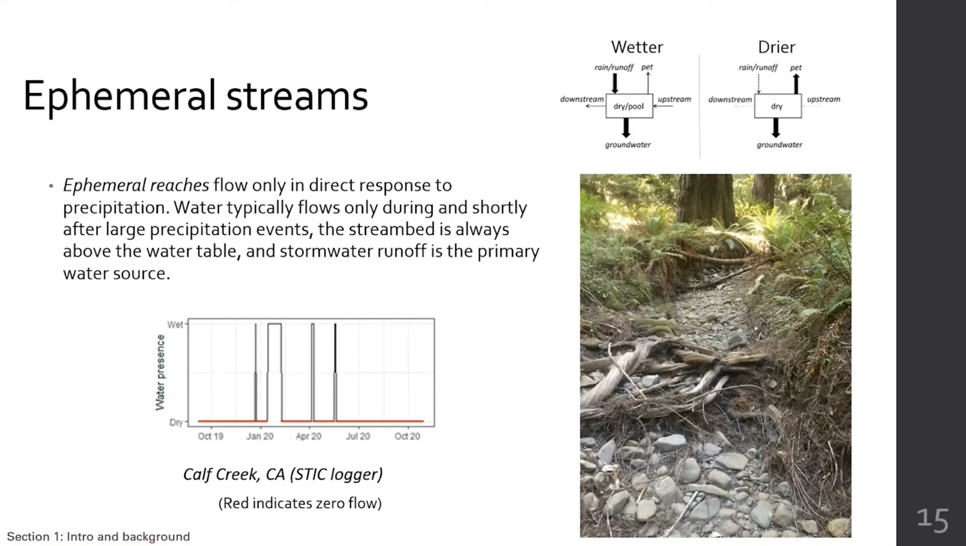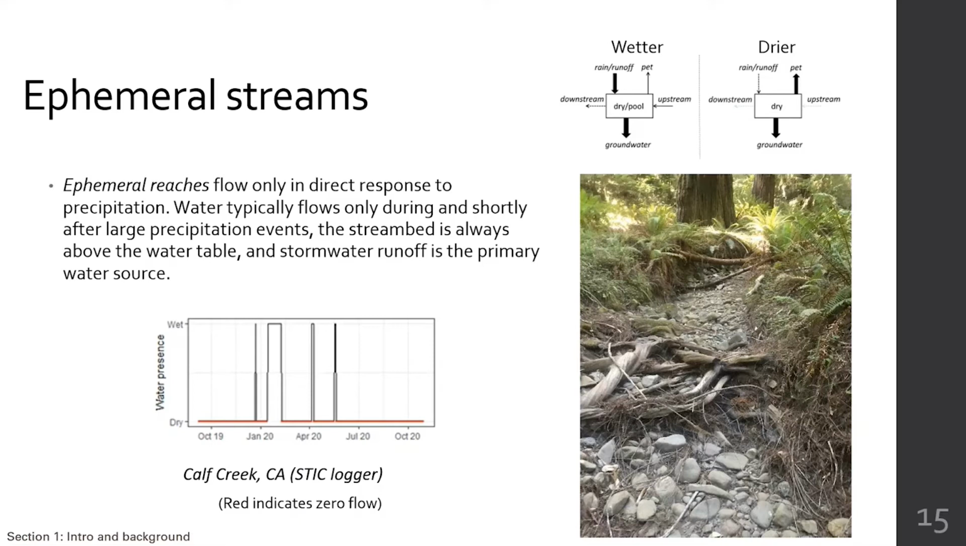That image on the right is Calf Creek from Northern California. And within the Western Mountains, we actually don't have USGS gauges deployed at reaches we found to be ephemeral. So instead, I'm showing you some data that we collected as part of the study using what's known as a stick logger. This is stream temperature, intermittence, and conductivity. And so we have a record that's a bit more than a year, not much.